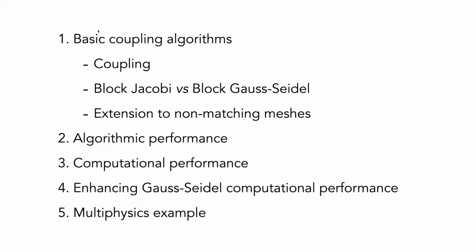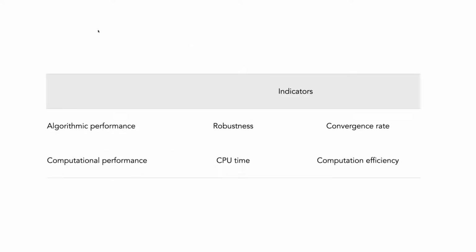So I will talk about the basic coupling algorithms. Then what I want to show is a comparison of the algorithmic performance and computational performance of Jacobi and Gauss-Seidel couplings. You'll see that it's very interesting. Then a way to enhance the Gauss-Seidel, because we know that Gauss-Seidel is algorithmically a better algorithm than Jacobi. And I will show three examples to illustrate the performance of the proposed methodology.